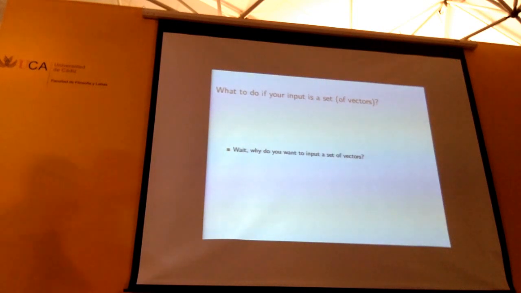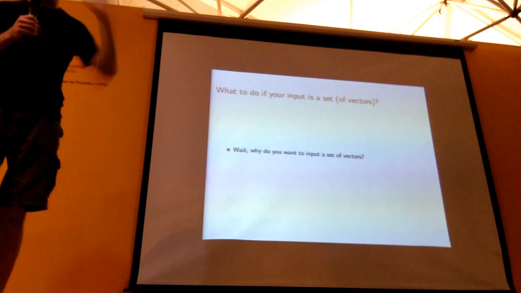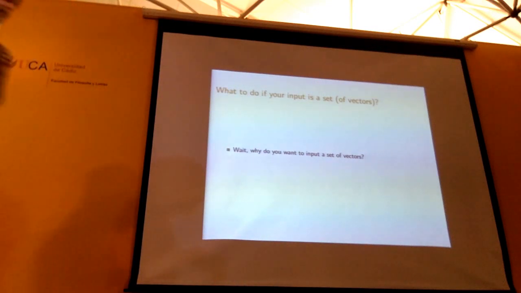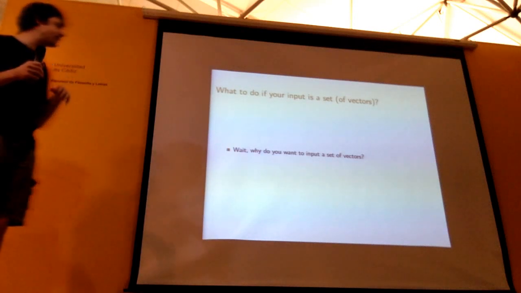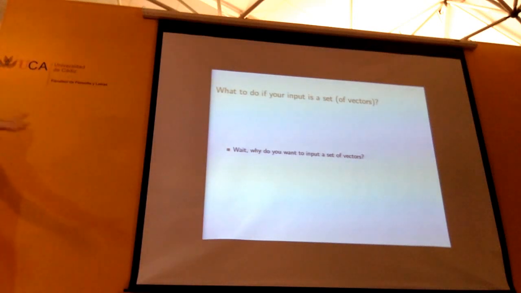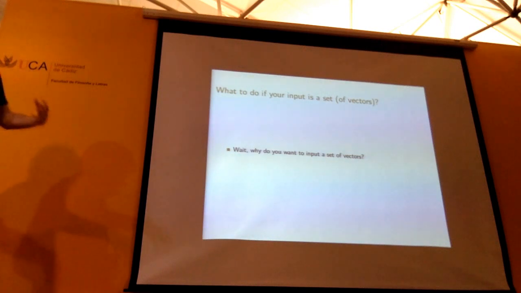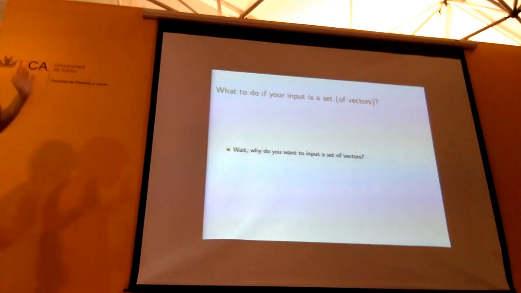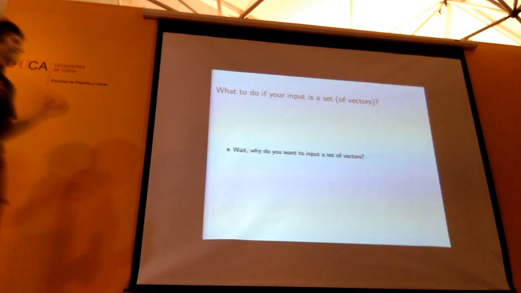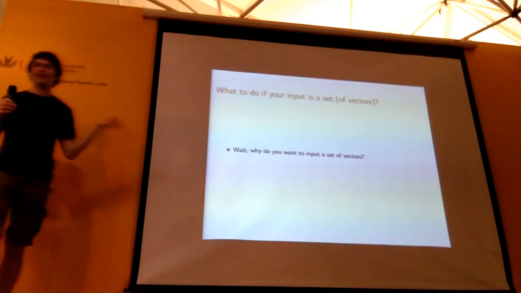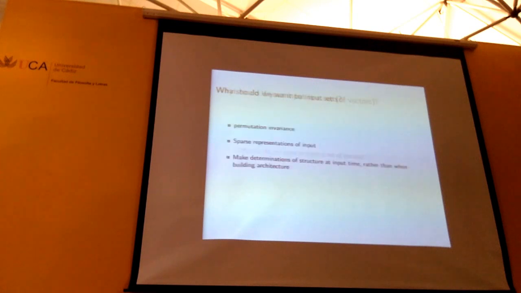And now I told you that the structure is super important. You really care about it, and you should have networks that respect it. So now, as I said in the beginning of my talk, I'm going to talk about how you deal with inputs that are sets. They're not even a sequence, they're not a grid, none of those, you just have a set. I told you the structure is important, so why do you want to input a set of vectors? It's terrible, it has no structure at all. I mean, that's the worst thing.